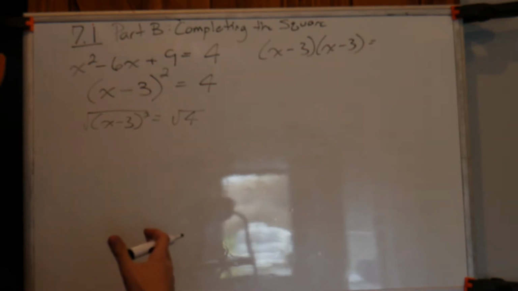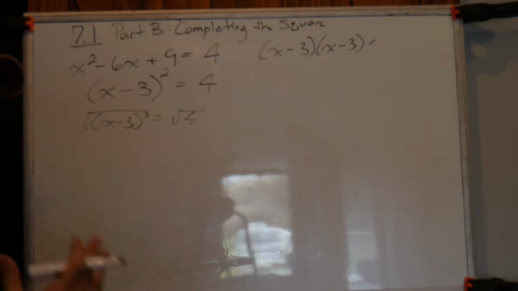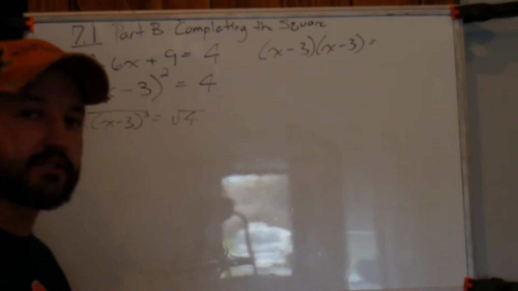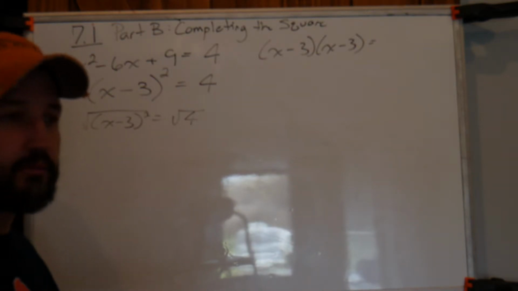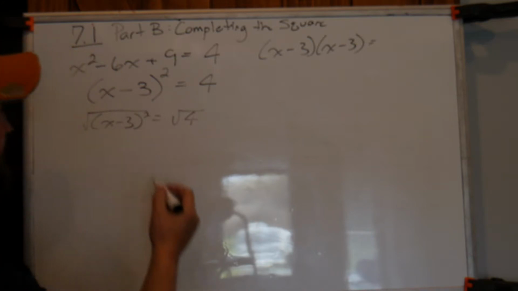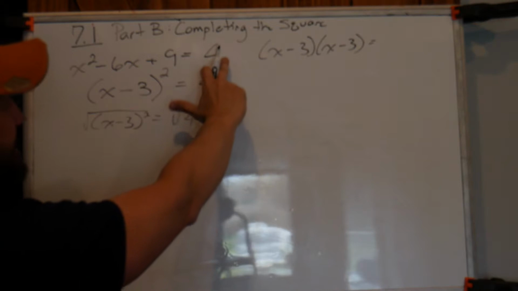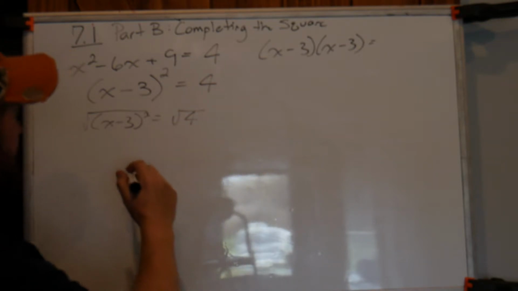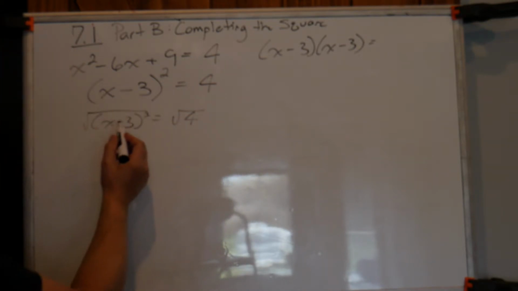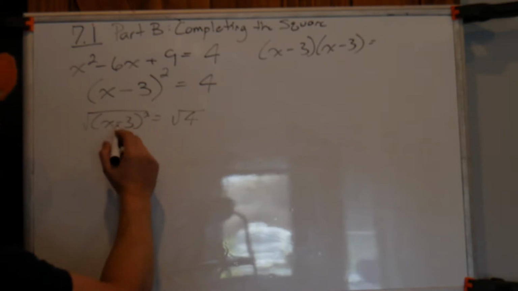Get the variables on one side, numbers on the other, half the middle term. That's your x or y, that's your variable, plus or minus squared. And then square that term and add it, and it gives you your result on the other side. Now we're back to what we talked about earlier in the first video.